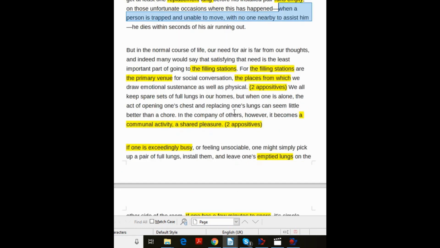Okay, if we go on to the next sentence, next paragraph, excuse me, we get a fronted adverbial: but in the normal course of life, comma, our need for air is far from our thoughts, comma, and indeed many would say that satisfying that need is the least important part of going to the filling stations. So then we've got a coordinating conjunction and another main clause. And notice this bit of anadiplosis, to the filling stations, for the filling stations. This anadiplosis is where you get a repetition of words at the end of a sentence and then at the start of the next sentence, or at the end of a clause and then at the start of the next clause. So there's a little bit of anadiplosis.